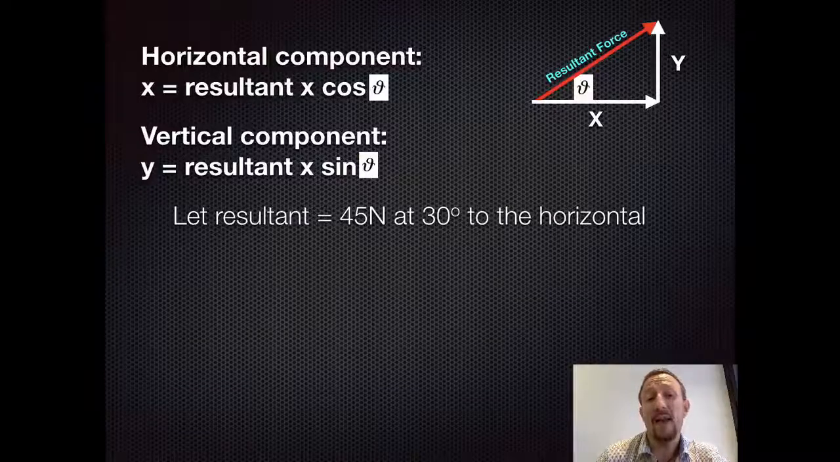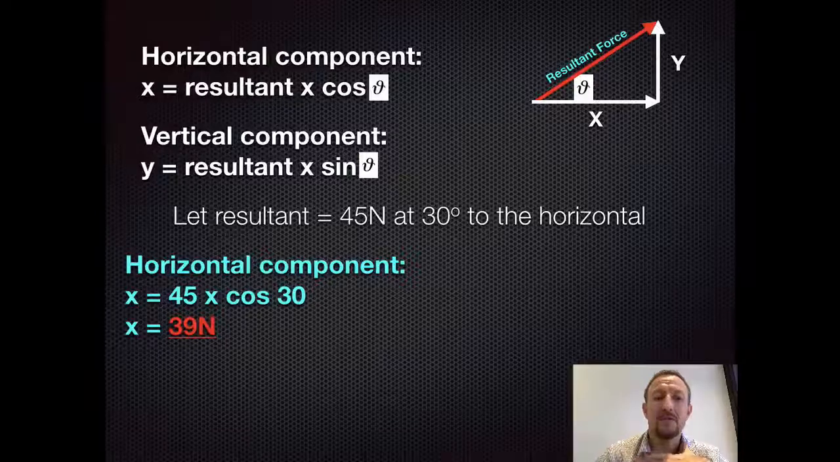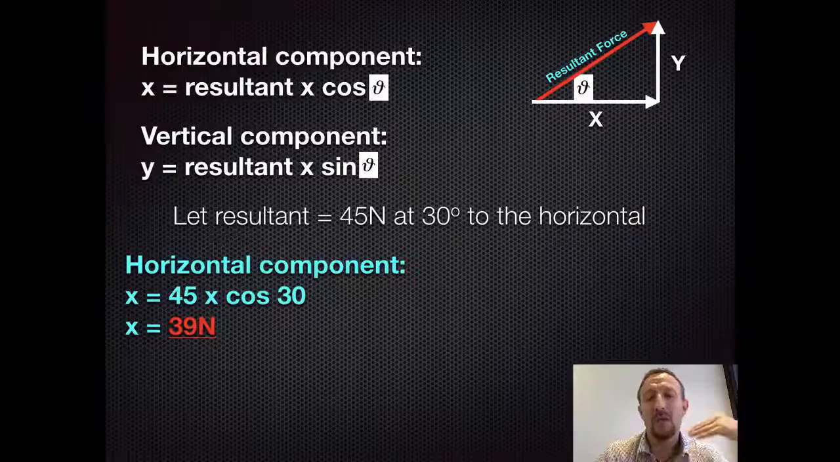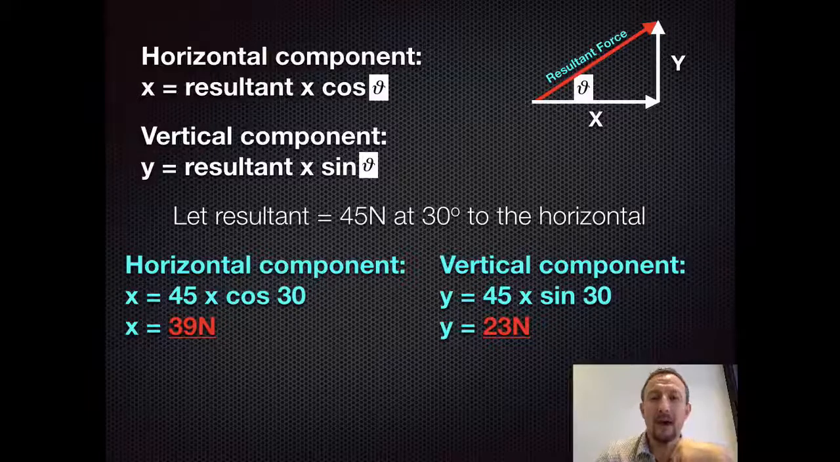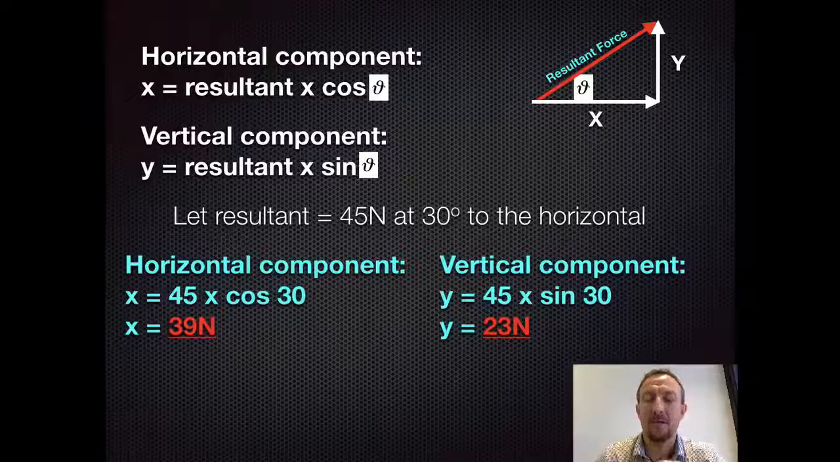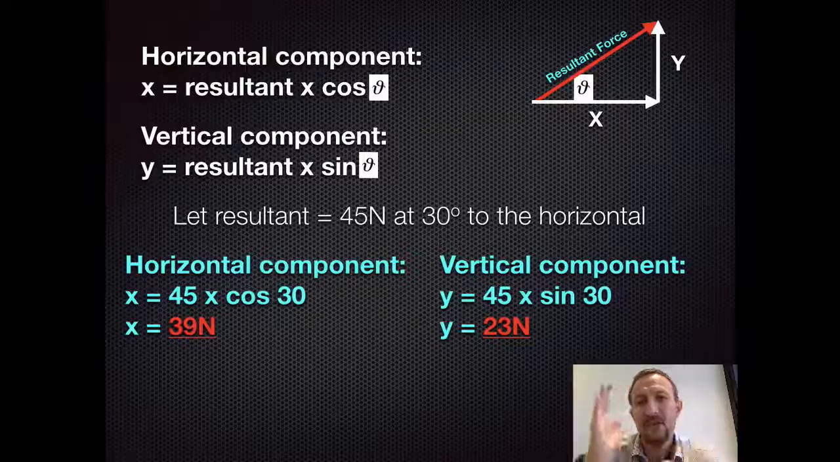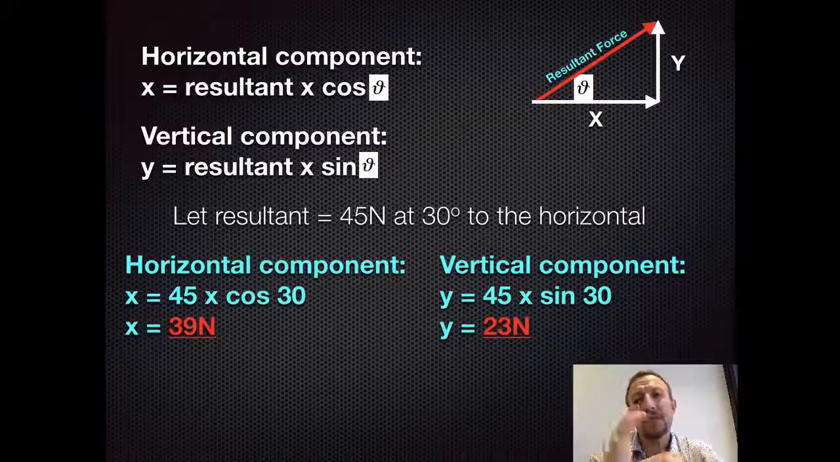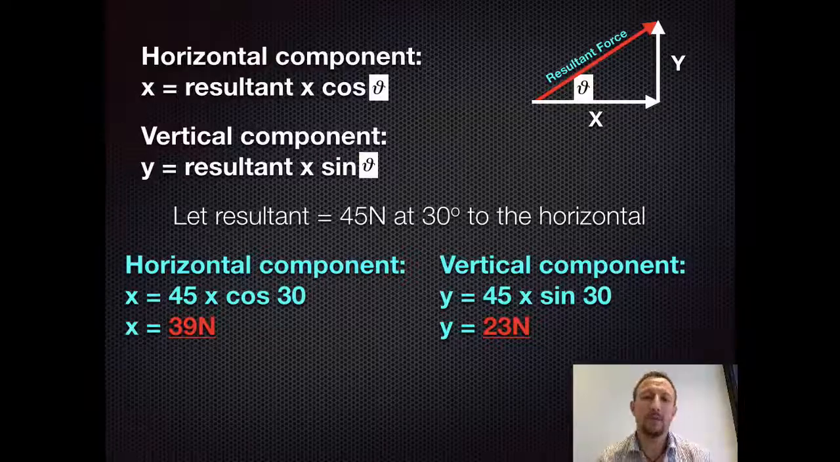So if I substitute in these values, if I've got a resultant which is 45 newtons at 30 degrees to the horizontal, this is how we would solve it. The horizontal is the resultant 45 times cos theta, where theta is 30 degrees, so I get 39 newtons applied in the horizontal. For the vertical, the resultant force is 45 newtons, the angle is 30 degrees, so it's 45 times sine 30, which gives me 23 newtons. So what does that mean? Well, the resultant force of 45 newtons at 30 degrees to the horizontal is made up of 39 newtons horizontally and 23 newtons vertically. So those are the two components which are applied. Obviously, if we then had another object coming in, we could then work with them together.